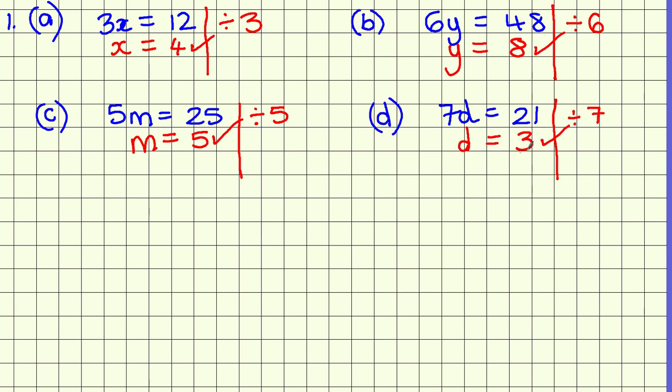And for all of these questions, you should be able to go back to the question and double check your answer, make sure you've got it right. So if you change d for the number 3 here, you would have 7 times 3, which does give you 21, which is what you've got here, so you know it's the correct answer.